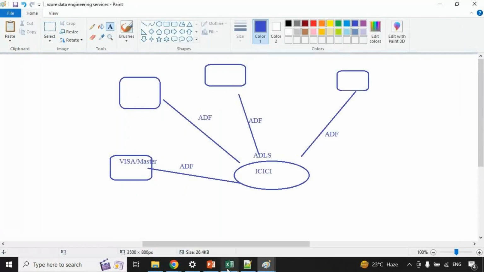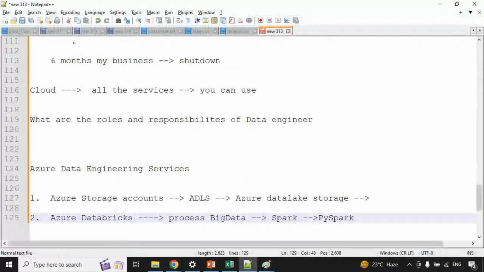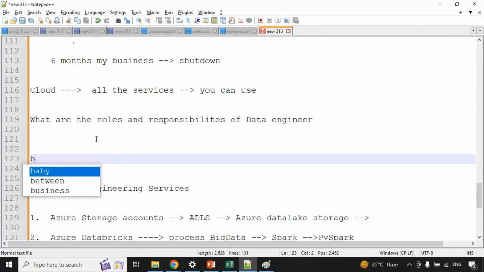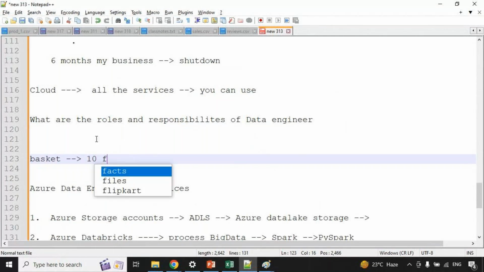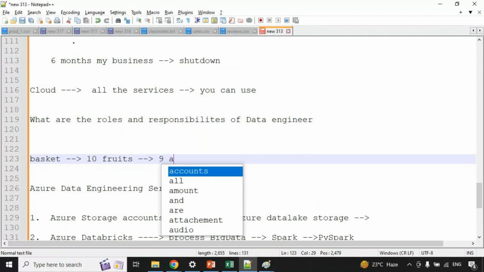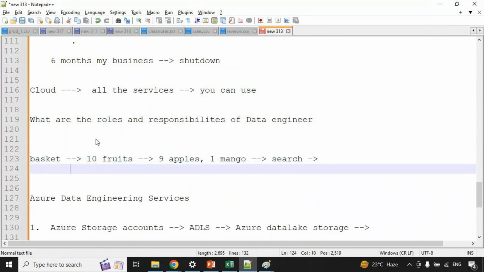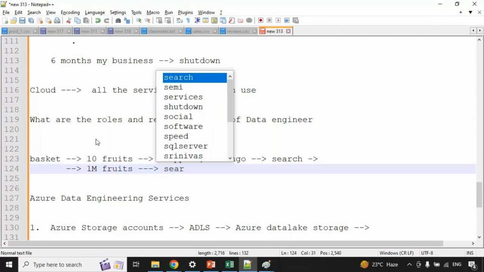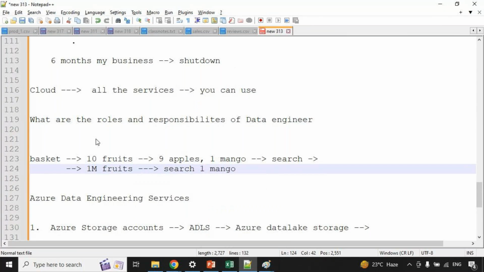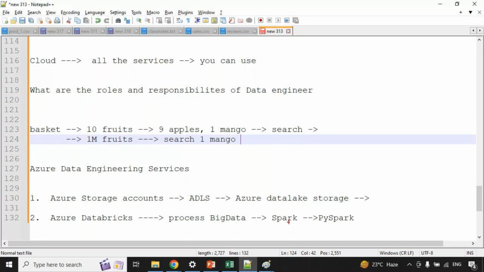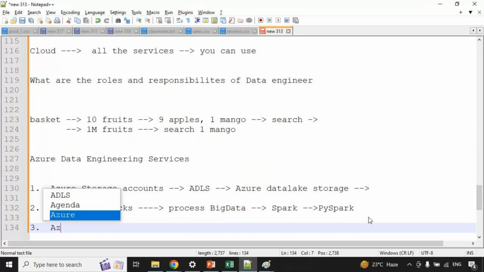Now, to process the data, what does processing mean? Suppose I have a basket with 10 fruits, of which 9 are apples and one is a mango. I can do a search operation to find the mango. If it is big data, a huge amount of data, say 1 million fruits, and I want to search for one fruit, it should be fast. To do that, we have the Spark engine as a fast processing engine. And to ingest the data, we have Azure Data Factory.